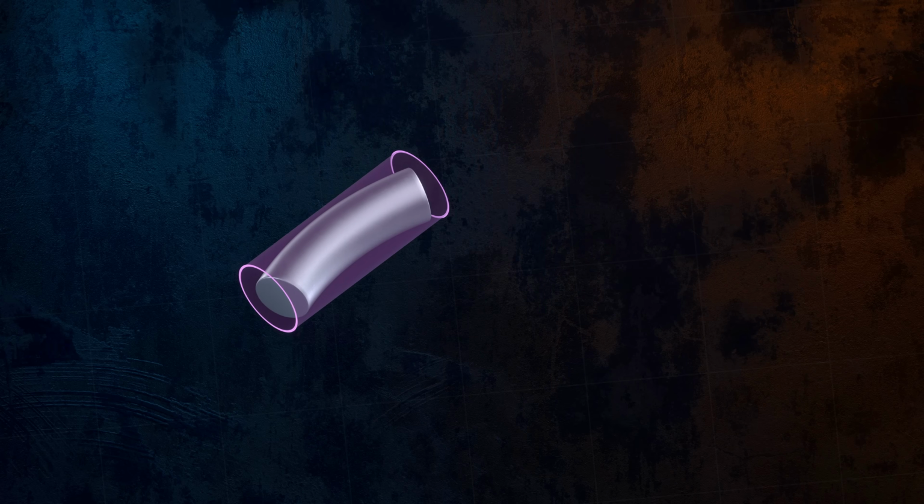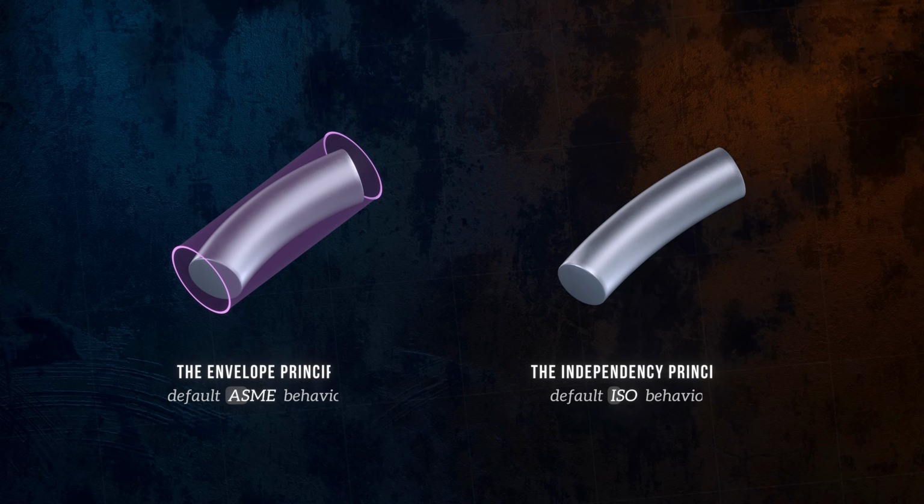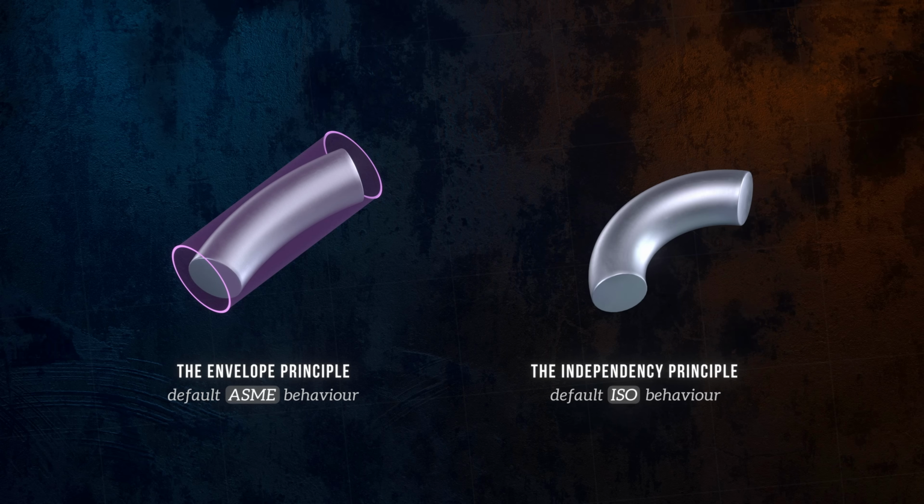The ISO standard works differently. It uses the Independency Principle by default, where the geometric form and the size of a feature are considered separately. When using this approach, the limits of size do not control form at all. The pin could be completely bent and still acceptable, so long as it is within the limits of size. When using the Independency Principle, there's no guarantee that the pin will fit in a hole larger than the MMC envelope. Additional geometric tolerances need to be applied to control how straight the pin is.